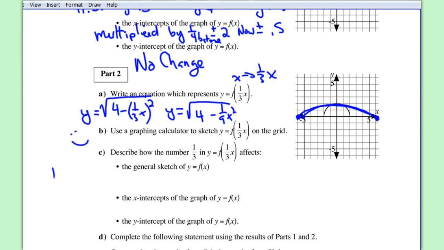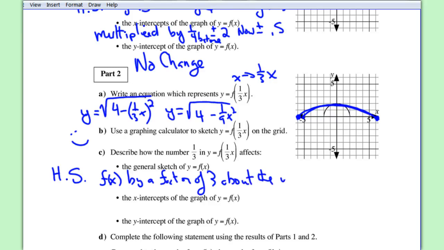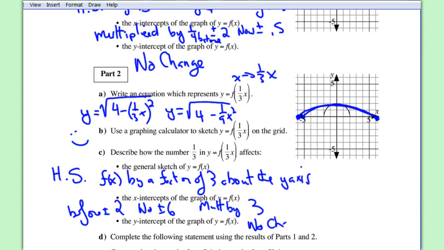Well, it seems like it horizontally stretches f at x by a factor of 3 about the y-axis. What are the x-intercepts? Well, before they were plus or minus 2, now they're plus or minus 6. Therefore, they have been multiplied by 3. What about the y-intercept? No change.